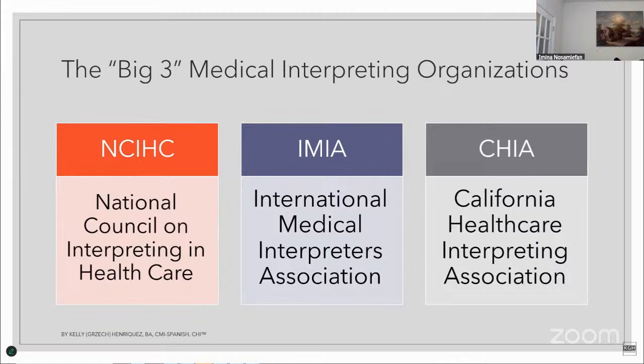CHIA is really nice, their Code of Ethics, in the sense that it's very in-depth, very detailed, so it really helps you to kind of understand the ethical principles as outlined by the NCIHC in a little bit more depth. So they all have something different to bring to the table.